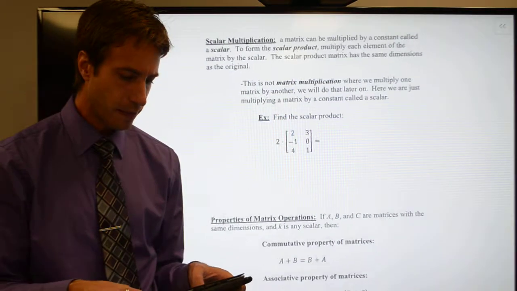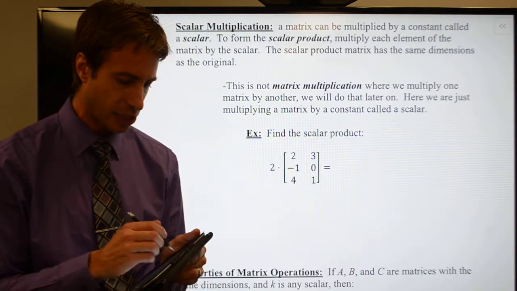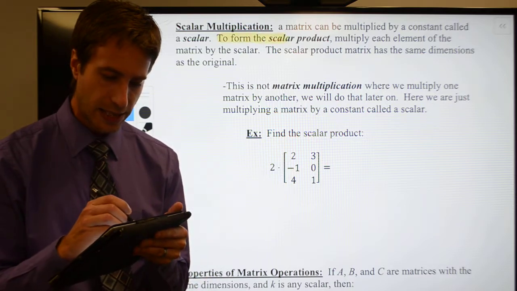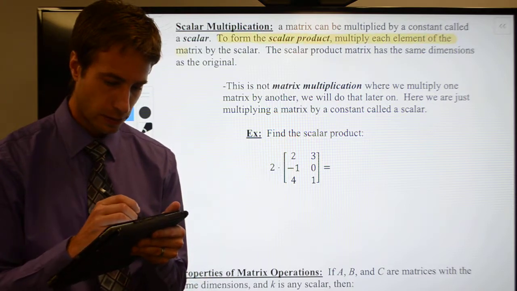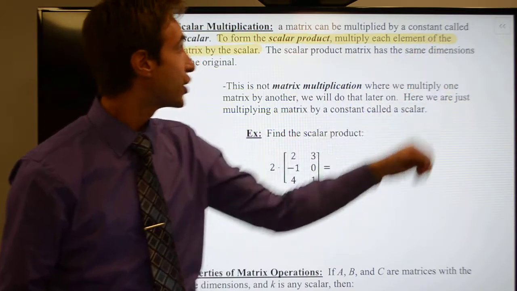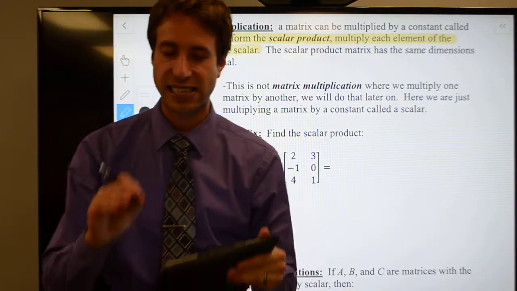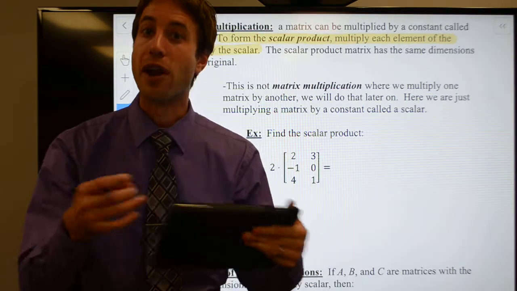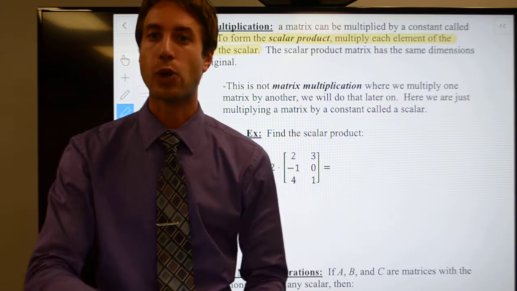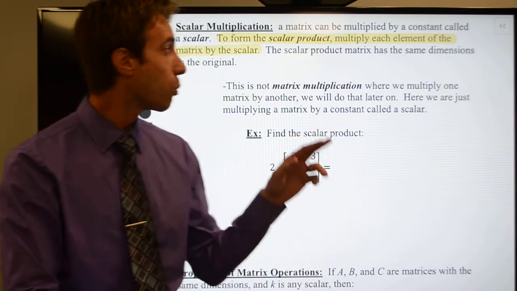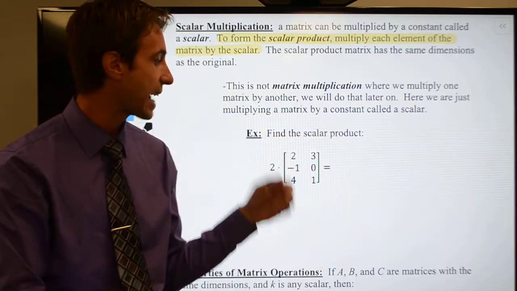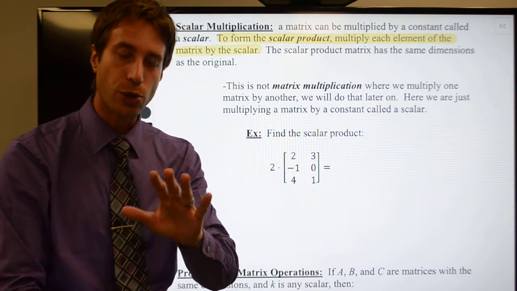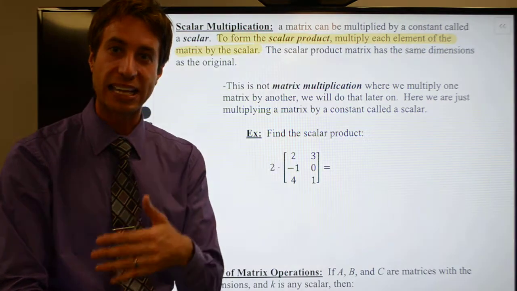What I've got for you here is a definition for scalar multiplication. Let me go ahead and highlight a few things for you so you know what it is. To form a scalar product, multiply each element in the matrix by a scalar. Now, a scalar is just a fancy word for a number. All right, here's what I mean. What we're going to do is you're going to take a matrix. In fact, we'll take this matrix as our example. I want you to multiply the matrix by a 2.